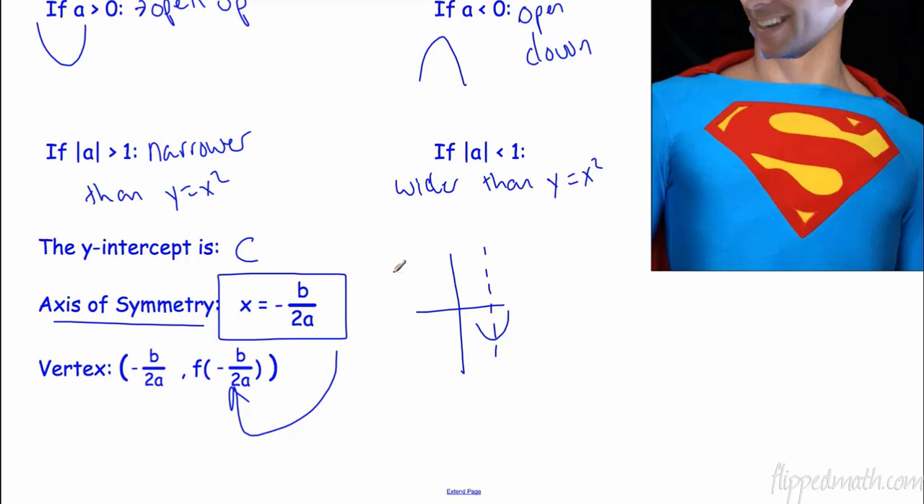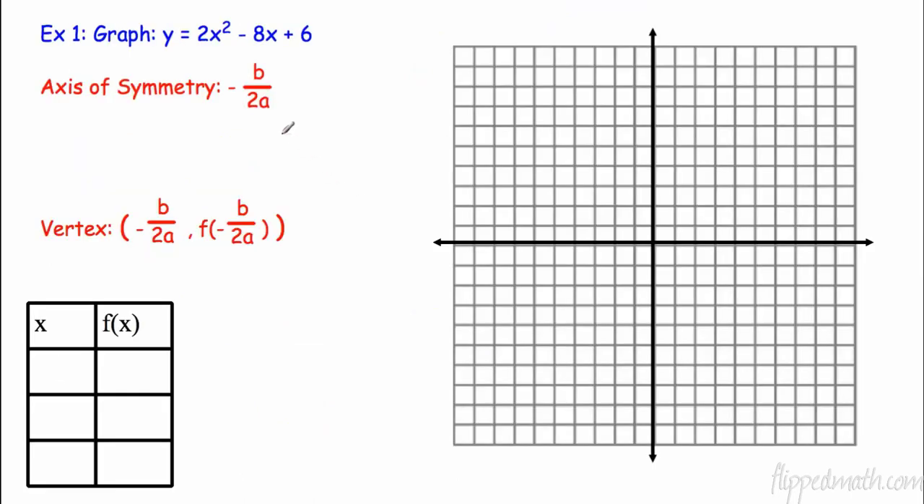Let's take a quick look at what that actually looks like in action. So I have 2x squared minus 8x plus 6. Now, it's always a, b, c. If there were no x here, this would be a and c. The b always goes with the x, the a always goes with the x squared, and c is always a constant. That's 6.